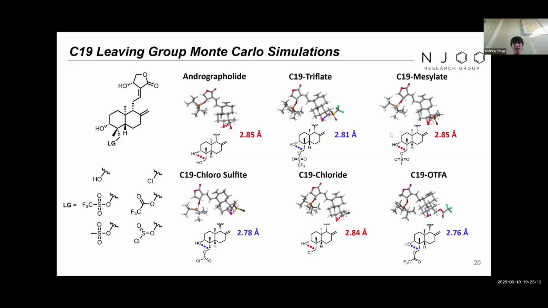From these, we measured the distance between the C3 alcohol and the C19 carbon, where a lower distance between those two groups would mean it is more predisposed to do an SN2. What we found was that it correlated very nicely with our experimental results. The TFA leaving group had the lowest distance, which, if you remember, also had the highest yield, followed by the chlorosulfite, with installation by SOCl2, and then the triflate. Those other leaving groups that we found didn't work, such as the mesylate and chloride, had very similar distances compared to regular andrographolide, which of course in itself cannot make the oxetane.